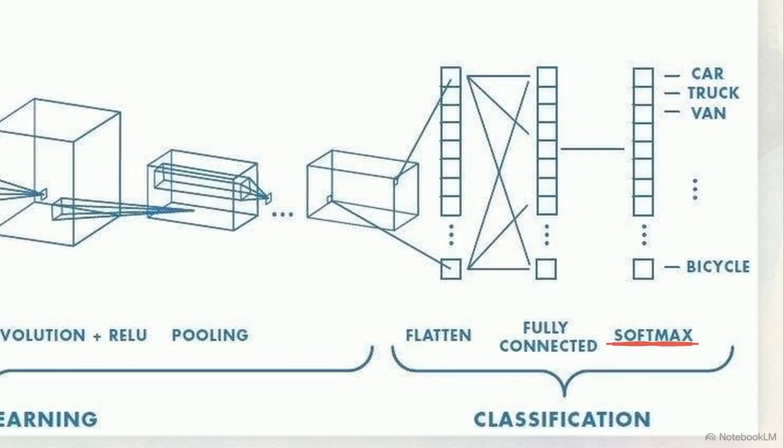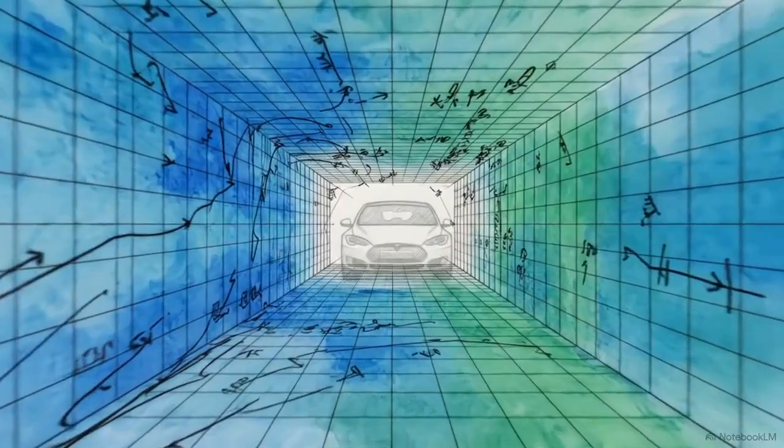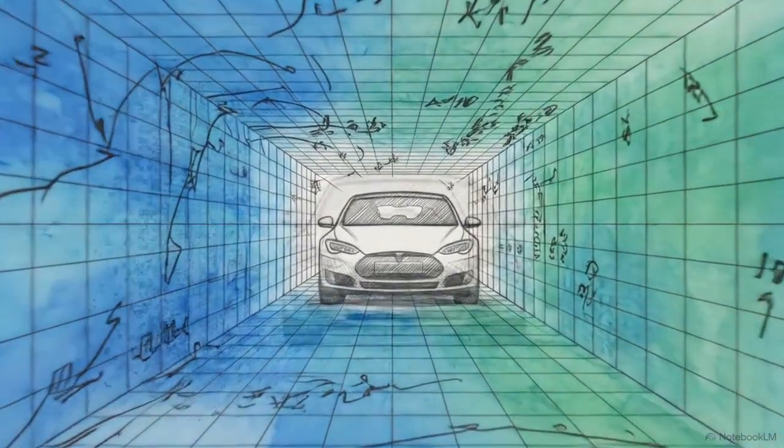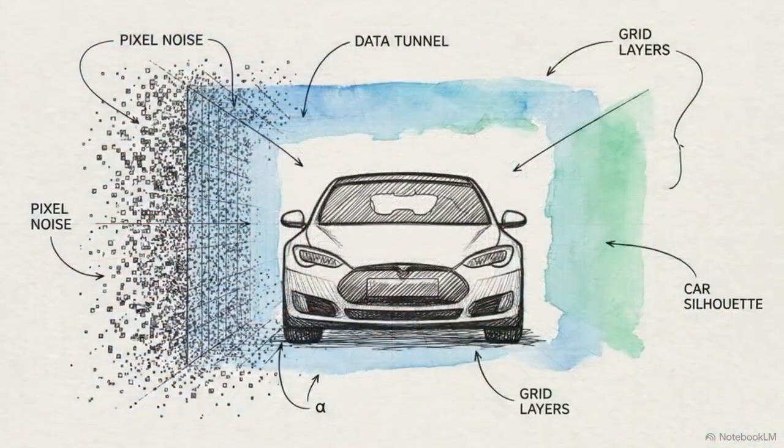The final step is the softmax layer. It takes the raw outputs of the fully connected layer and converts them into a normalized probability distribution. It calculates a distinct percentage likelihood for discrete labels, determining if the input is most likely a car, truck, van, or bicycle. This exact sequence, extracting features, downsampling, flattening, and calculating probability, is how a CNN bridges the gap between massive unstructured data and a single semantic prediction.